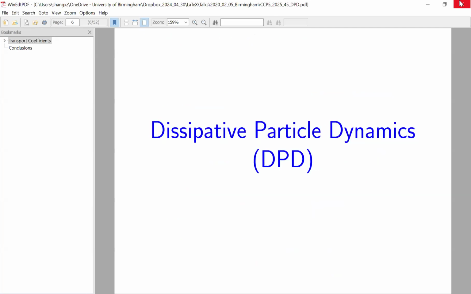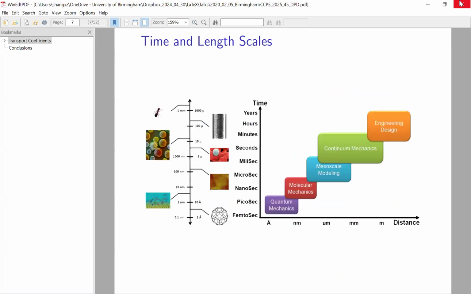Let me also give you a brief overview of this dissipative particle dynamics. It works at the mesoscale. I just learned that Unilever is on the first floor of this building, and they also do lots of DPD simulations, particularly on surfactants.